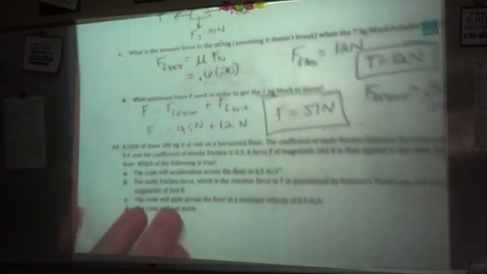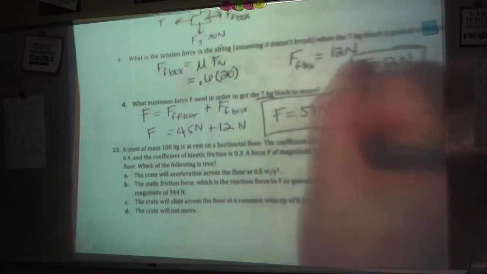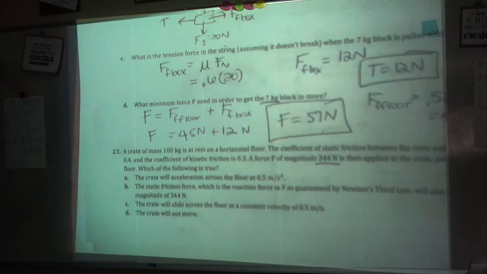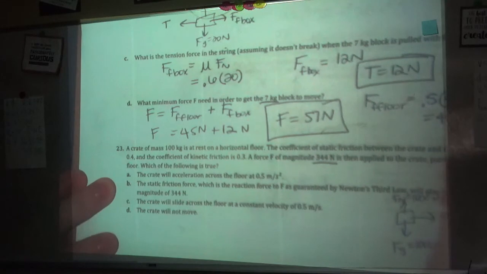Okay. A crate of mass 100 is at rest. The coefficient of static friction between the crate and the floor is 0.4, and the coefficient of kinetic is 0.3. A force F of magnitude 344 is applied to the crate parallel to the floor. So draw a free body diagram. The force of gravity would be 1,000, and that would also be my normal force because it's on the horizontal floor. I have an applied force of 344.